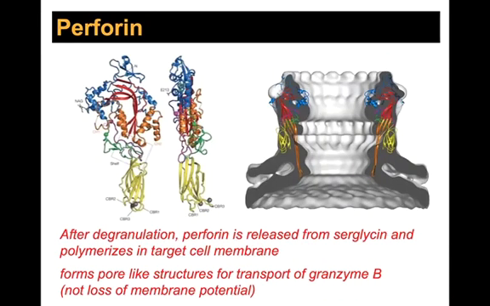So the first step is perforin is released from cerglycan. Perforin will insert into the target membrane and form a transporter unit. It's a pore-like structure, and this is where it gets its name, because they initially thought it was perforating the target cell, but it doesn't cause membrane potential loss. It forms a transporter, and specifically it's a granzyme B transporter. That's its only job, to insert into the membrane and transport granzyme B, which is also released from cerglycan, into the target cell.